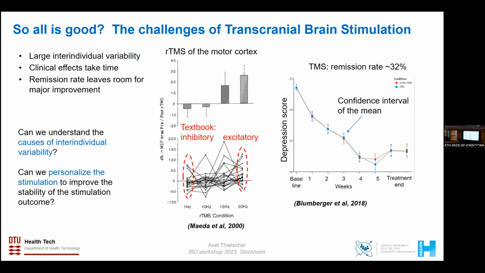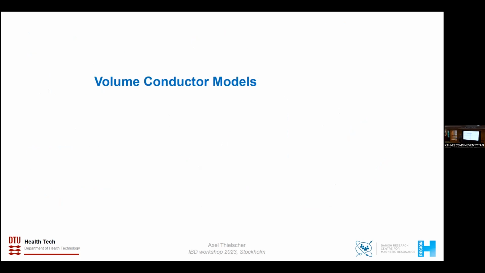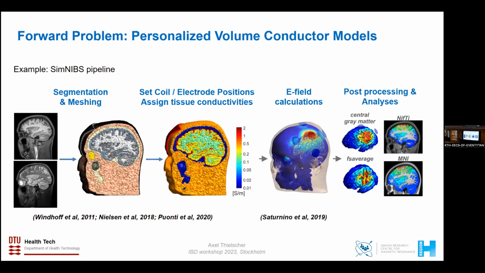And the most straightforward first step one can do is to ask the question, how strong are actually the currents in the brain, and where do they go, and do they go to the same area in all persons with the same strength? And by that, we are now finally at the topic of volume conductor models, where I've been working on quite a bit. So what are volume conductor models?